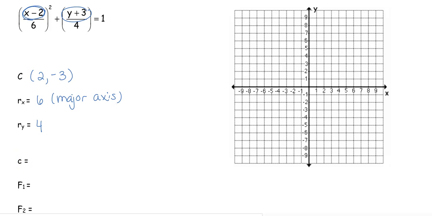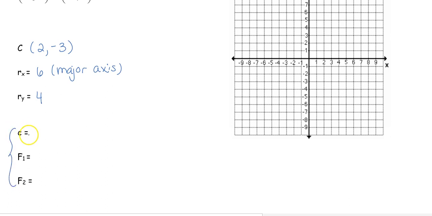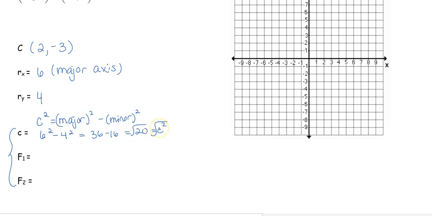Now we want to find this c and foci value. The c is the distance from the center of your ellipse to the foci, and the c value is going to be the major axis minus the minor. So the larger of your two minus the smaller of your two. In this case, it's 6 squared minus 4 squared, giving us 36 minus 16, which is 20. That's equal to c squared, so we square root. You are only going to round to the nearest tenth. So if I take the square root of 20, I'm going to get about 4.5. So the c value, c, is about 4.5.